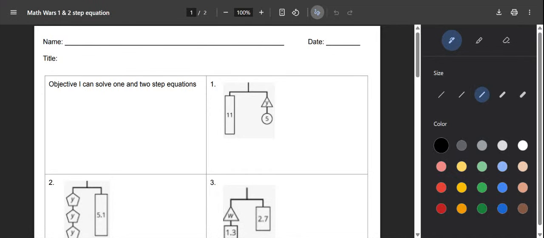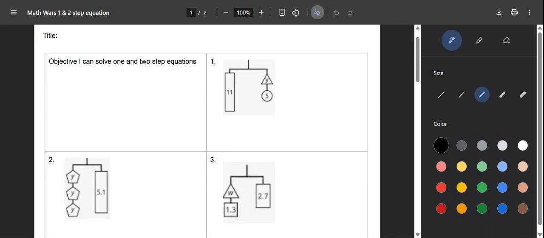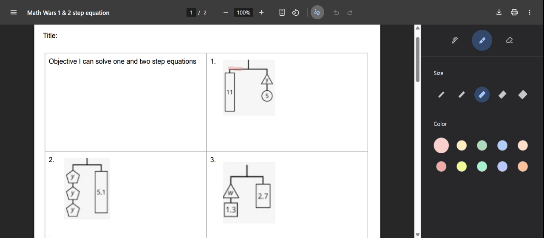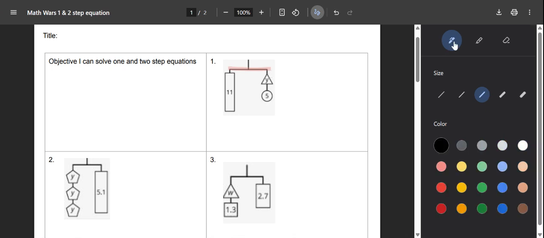Hello mathematicians, today our learning target is to solve one and two-step equations. So you can see here we are starting with a balanced hanger, and in order for this hanger to stay balanced, we would need that to stay level. So whatever we do to one side of the hanger we also have to do to the other side of the hanger. My goal is to figure out what y has to be.